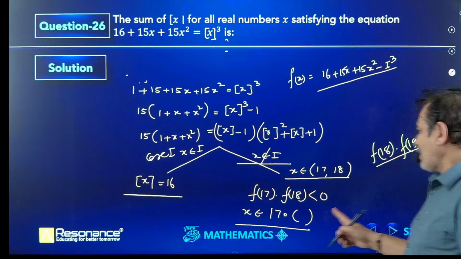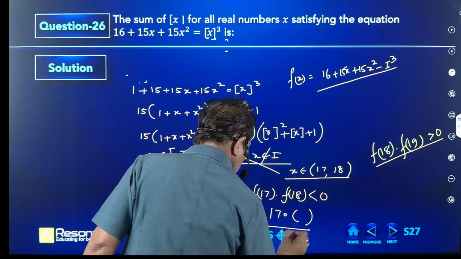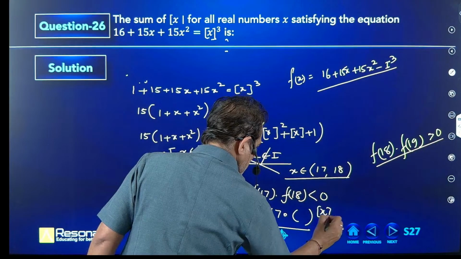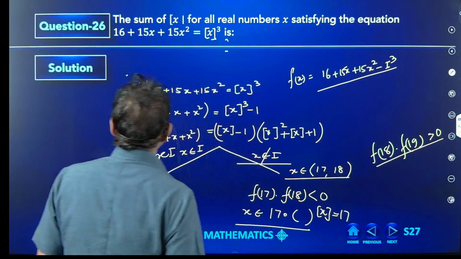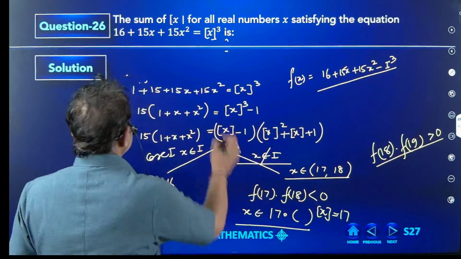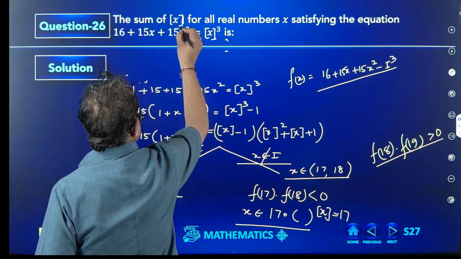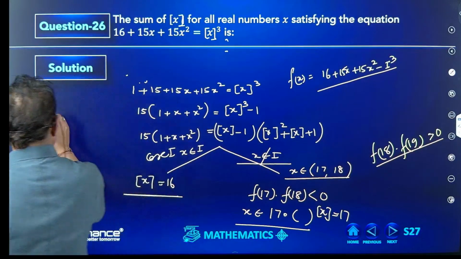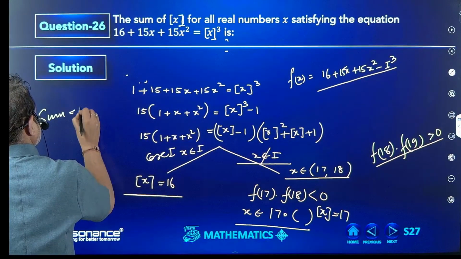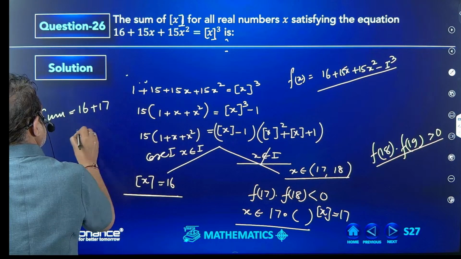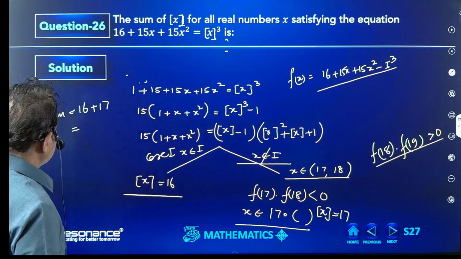So it means x is 17. So x integer should be 17, and we have to find the sum of x integer values. It is x integer, so the sum is 16 plus 17, which is the answer.